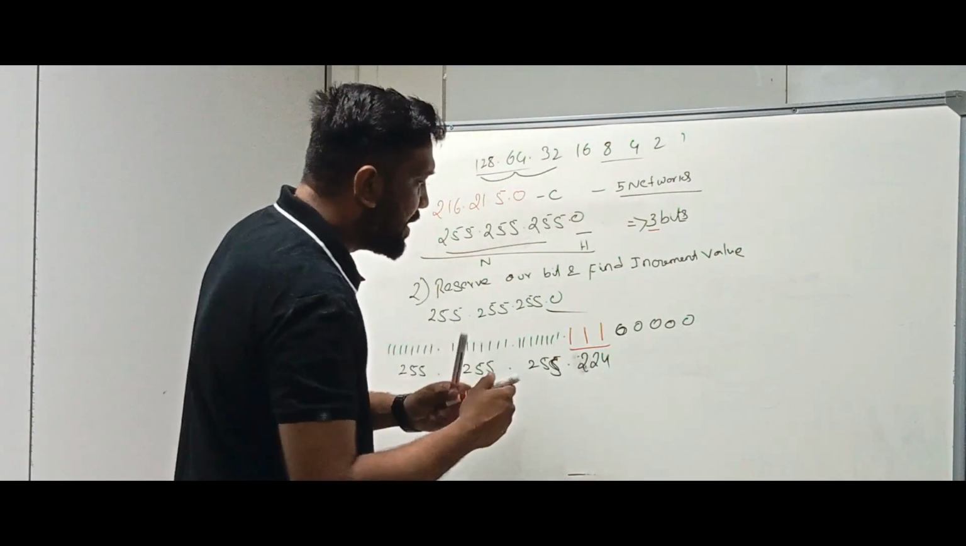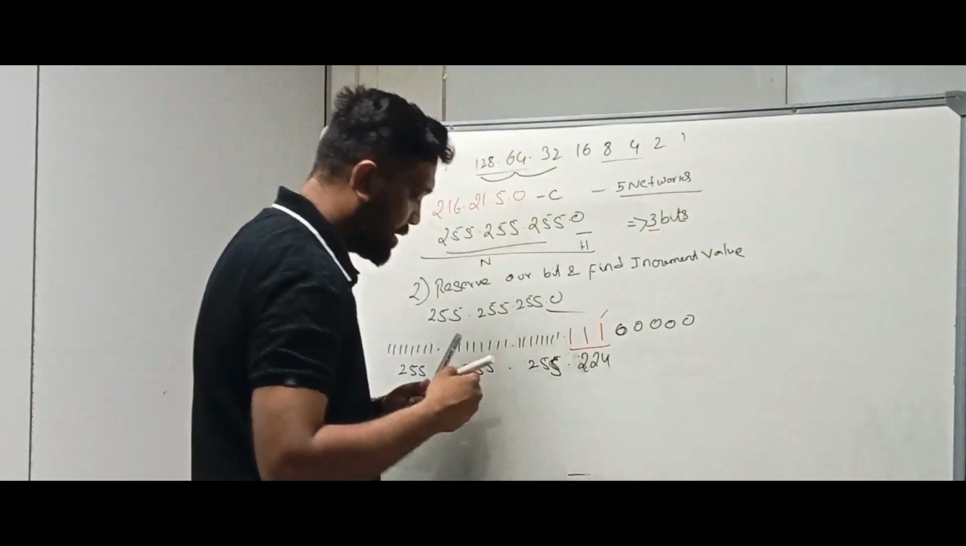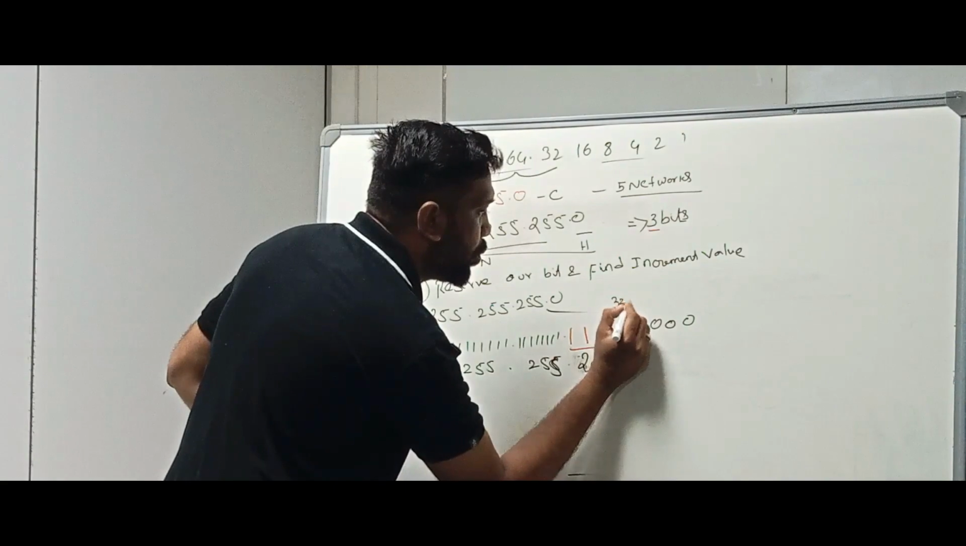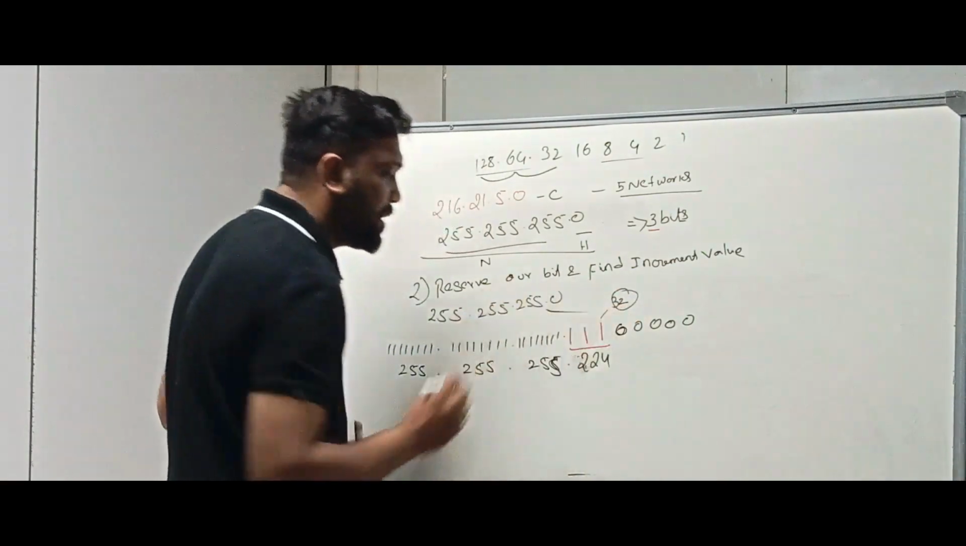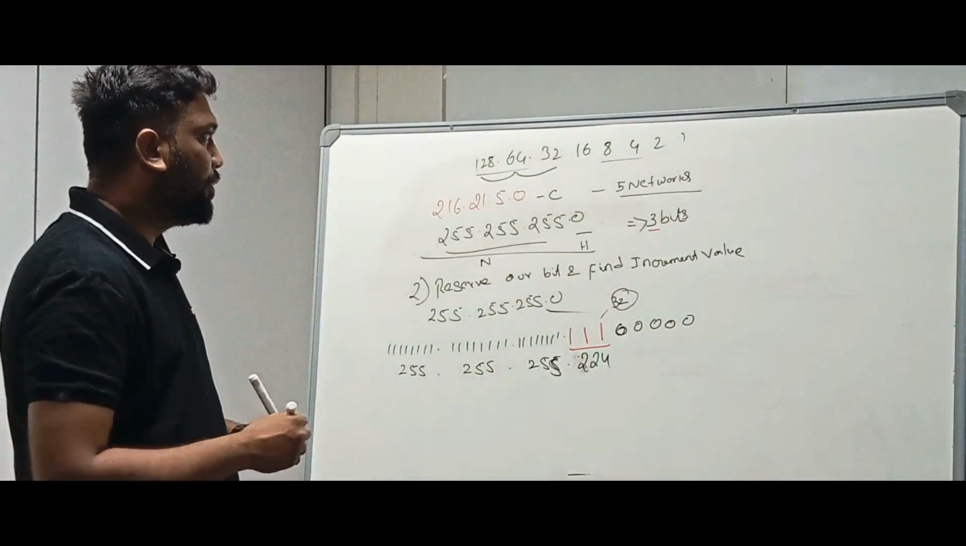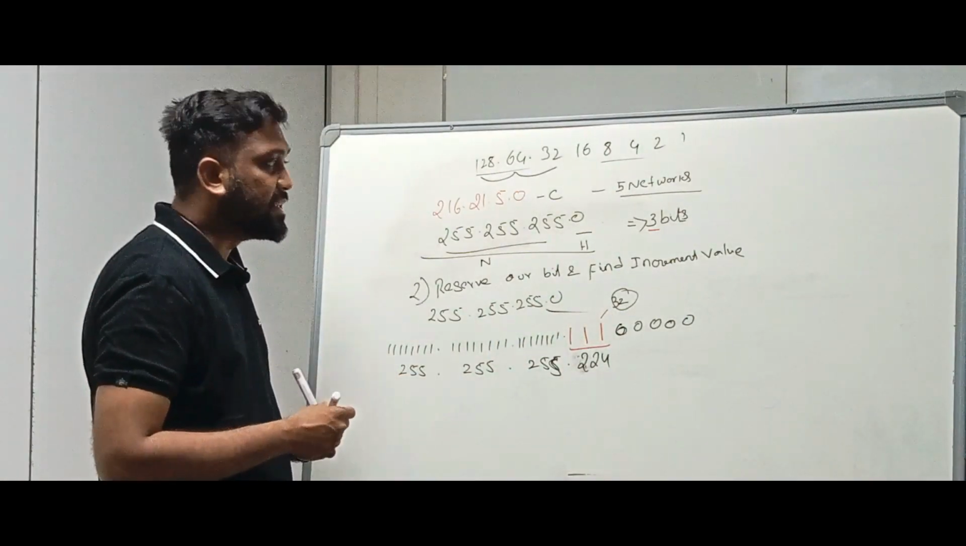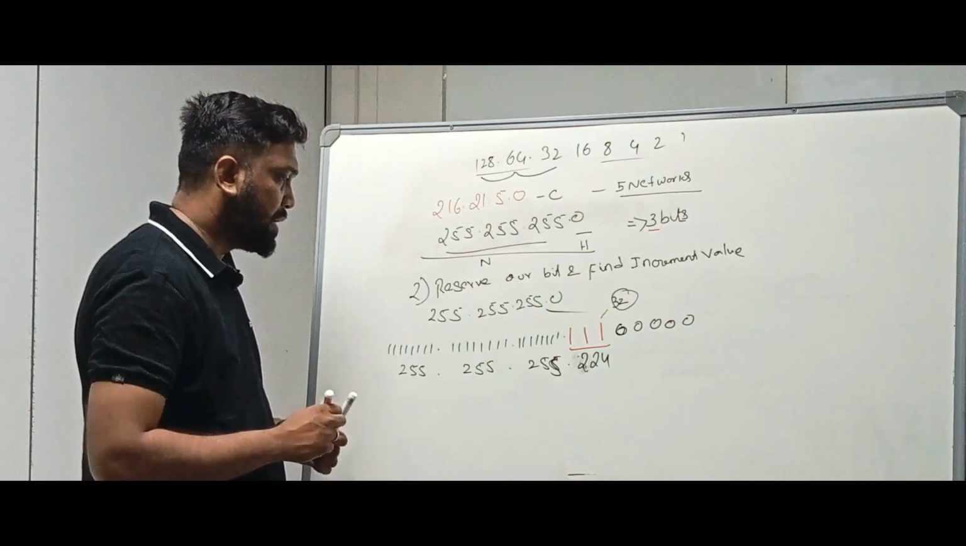Now my increment value is here, if you take, it's 32. Why? Because this is the third octet, my increment value is 32. Now we found the increment value also, 32. Now let us use this increment value and do the subnetting.